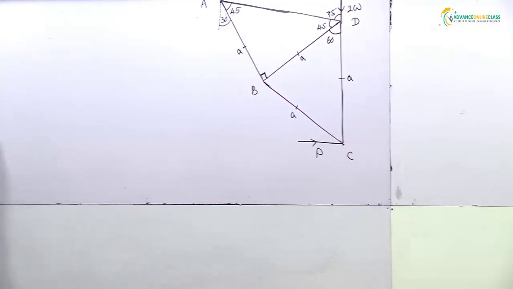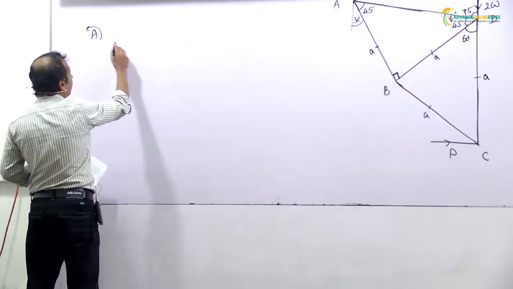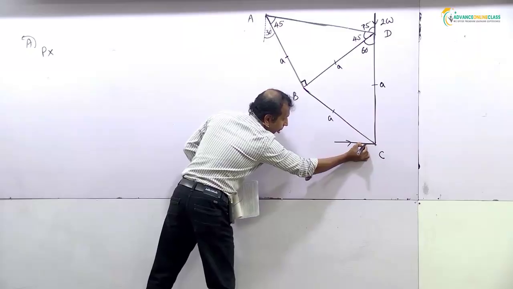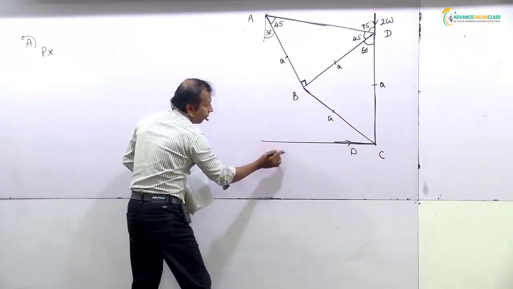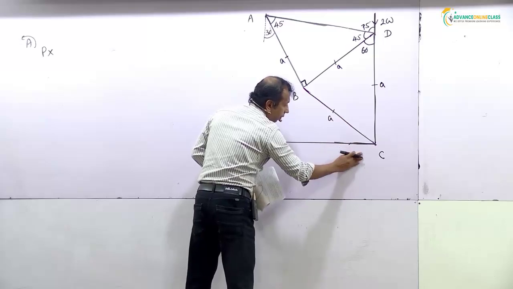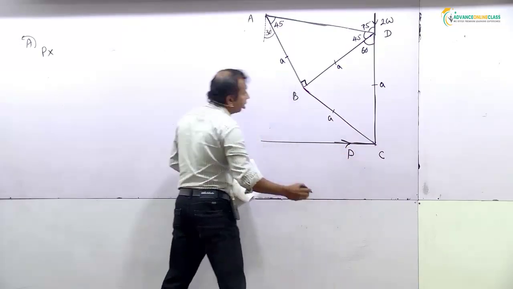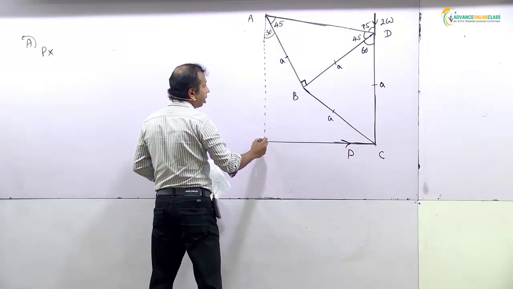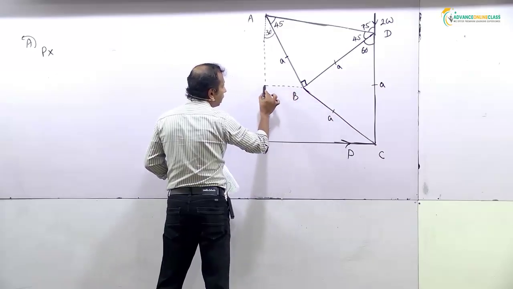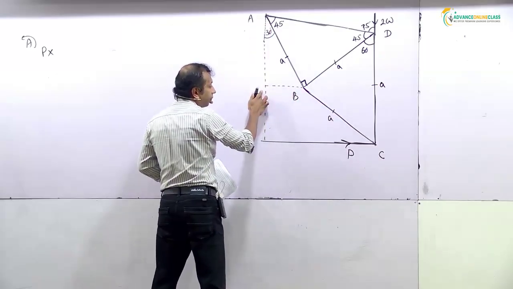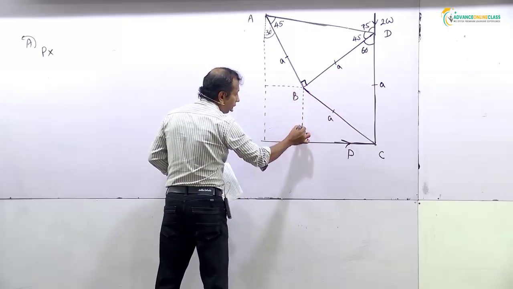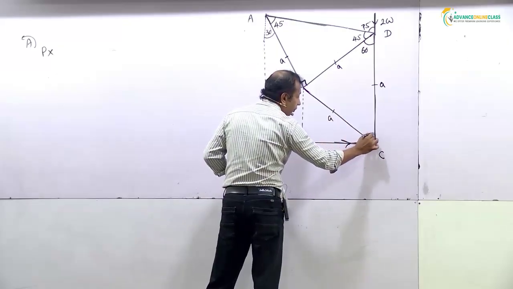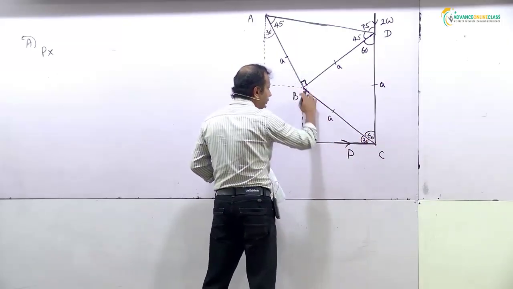We'll take the anti-clockwise moment. P gives an anti-clockwise moment, no? P multiplied by the perpendicular distance, when I produce this line this way. This height we need to take. When I construct this way, what is this? A cos 30. When I construct this way, this is 60, no? This is 30. Then what is this? A sin 30.